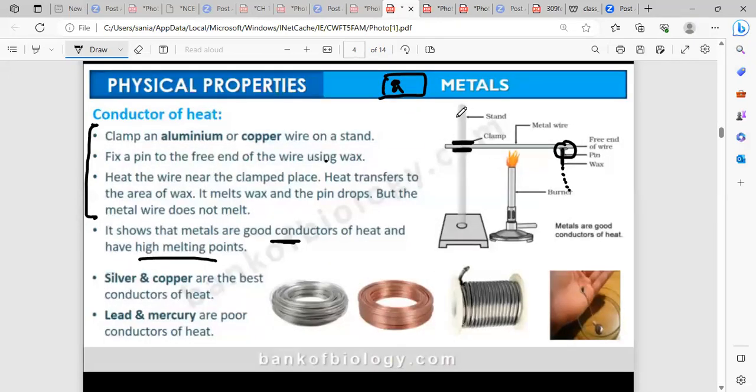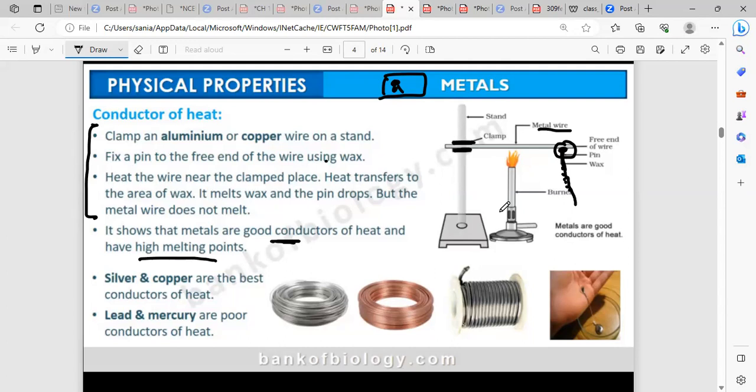Now the next one is conductor of heat. So over here, see, this is a clamp. This one is a metal wire. Over here, you have put a pin with wax. When you heat it, the pin will fall down, and the wax will start melting. But this metal rod will remain there only. So over here, we got to know that metal is a good conductor of heat and has a high melting point.